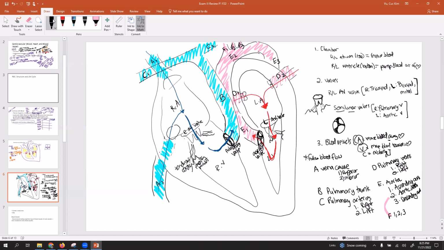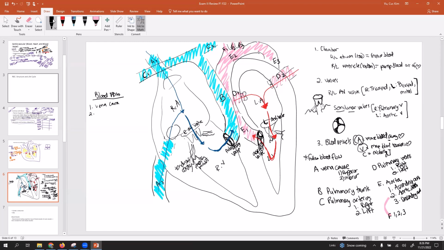If I were to follow a red blood cell as it moves through the heart, how does it enter into the heart, and how does it exit the heart? Let's go through it step by step. So if we were to look at blood flow, follow one red blood cell. What's the first thing the red blood cell will encounter in order to get into the heart? The vena cava. And then?